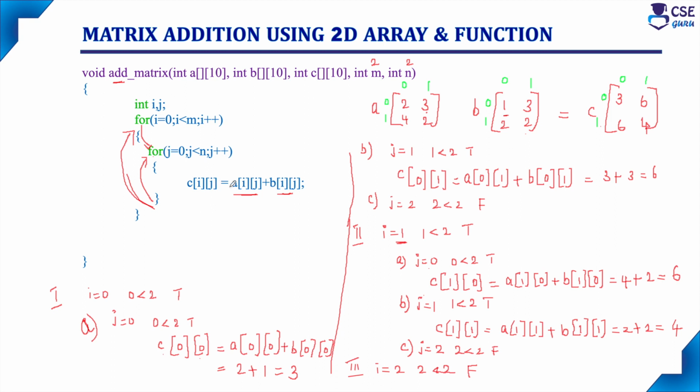Okay. So after that, if we are checking the resultant matrix, this is the output we will get. Okay. Using the print matrix user-defined function, this output will be printed on the output screen. Okay. So this is the logic of matrix addition using two-dimensional array and function.